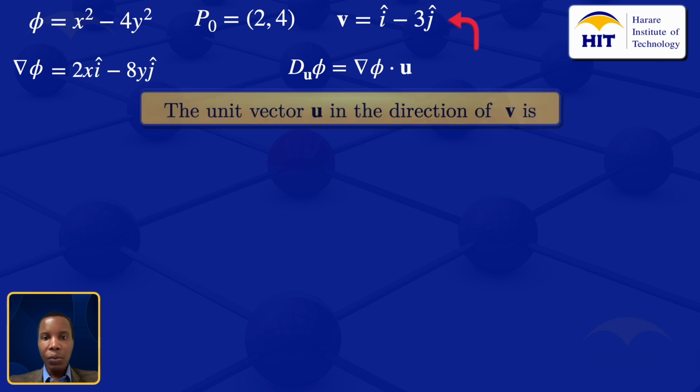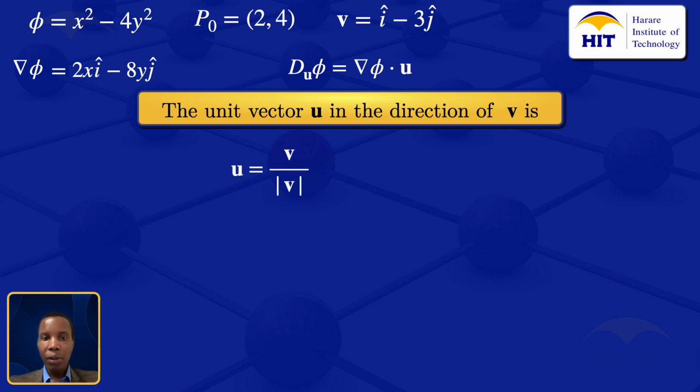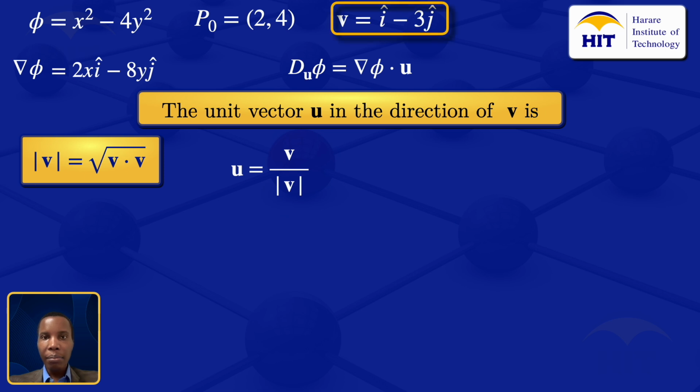The unit vector u in the direction of v is given by u equals v divided by the norm of v. And for the norm of v, if you still remember, we take the square root of the dot product of the vector and itself. The vector that we have there is i minus 3j. So when we substitute v into this formula, we get i minus 3j divided by the square root of 1 squared plus minus 3 squared.